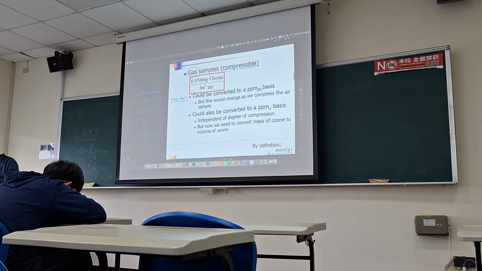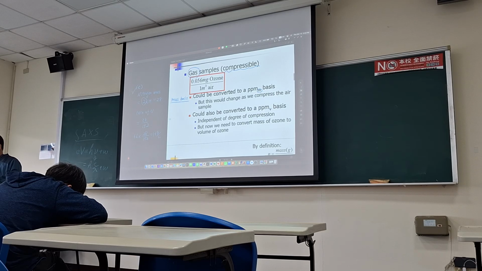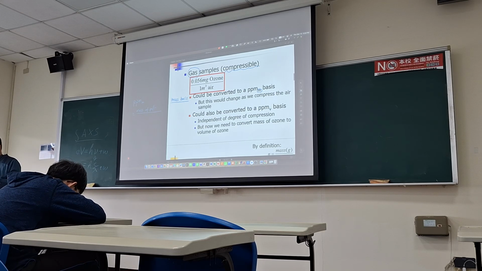So we have a subscript. What is subscript M here? The subscript M here means the mass basis. So for the mass basis, the ppm M equals the mass of pollutant over the mass of air sample.